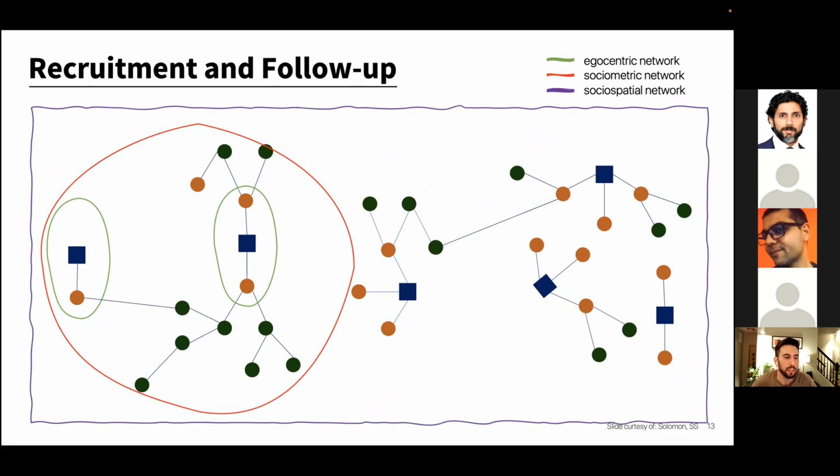And finally, we can see network ties break and new ties form. And so we want to capture and study all of these dynamics, and that's what we did in this study.